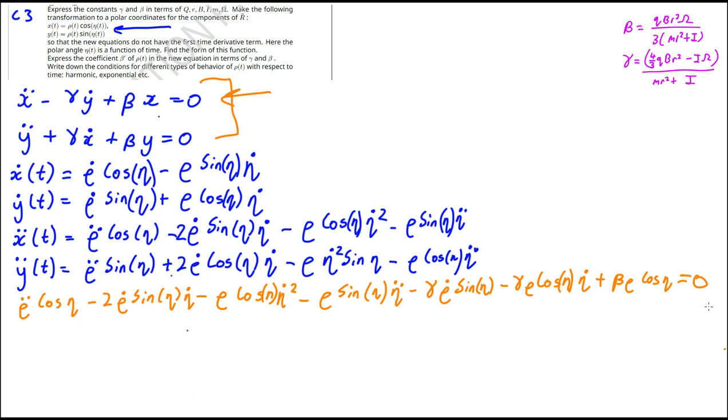One where we get all the coefficients in front of cos and they have to sum to 0, and then all of the coefficients in front of sine also have to sum to 0. So that's going to be our two equations. Let's start by doing the cos terms.